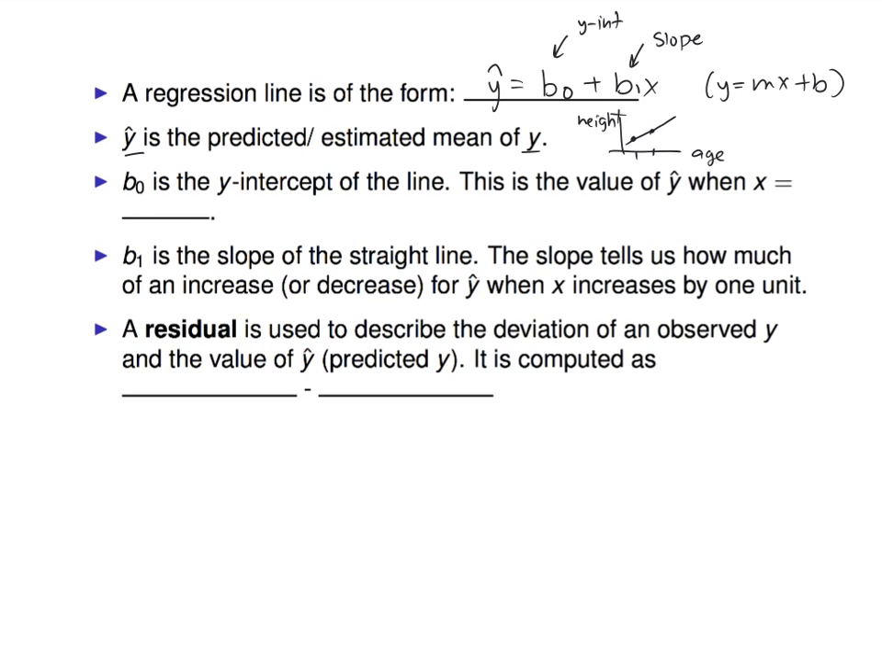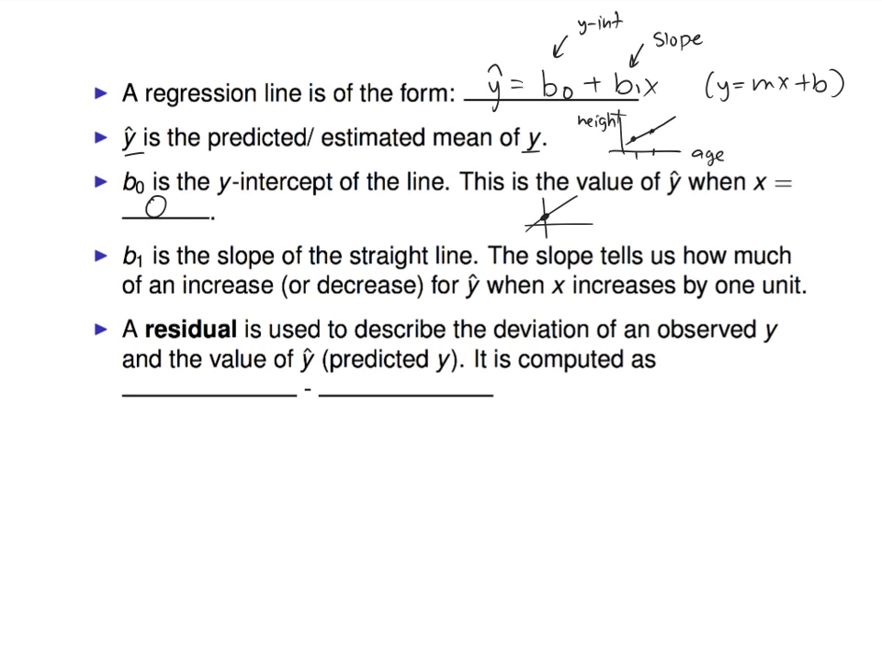B naught is the y-intercept of the line. So when you have a y-intercept, where your graph crosses the y-axis, what is the x value at that point? Zero. And I think we talked about this a lot, that occasionally it had meaning and sometimes it doesn't, right? It could have been the price of a car when it was first sold, or length of hand span when you're 0 feet tall, or something stupid like that. They don't always have meaning.